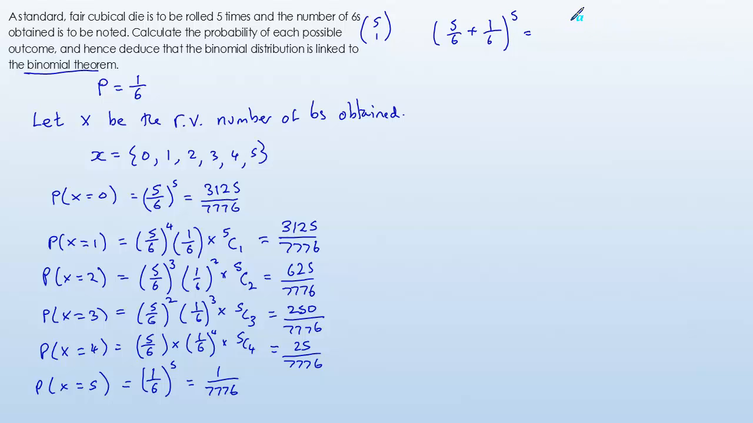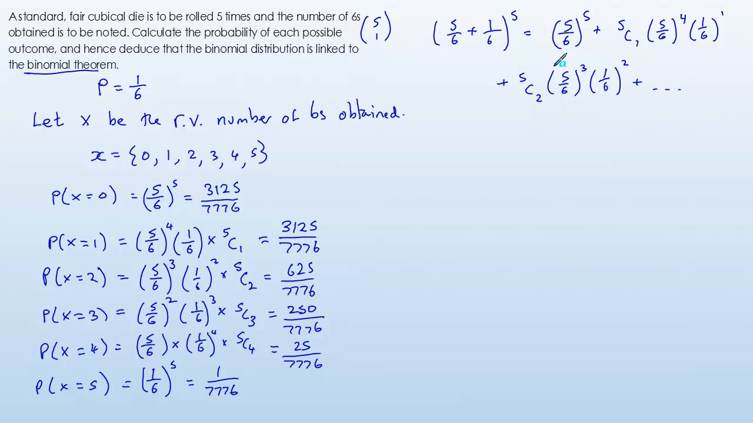From what we've learnt in the past, that's going to be 5/6 to the power 5 plus 5C1, 5/6 to the 4, 1/6 to the 1, and then 5C2, 5/6 cubed, 1/6 squared, and so on. So we can see that these are actually the probabilities that we worked out here.